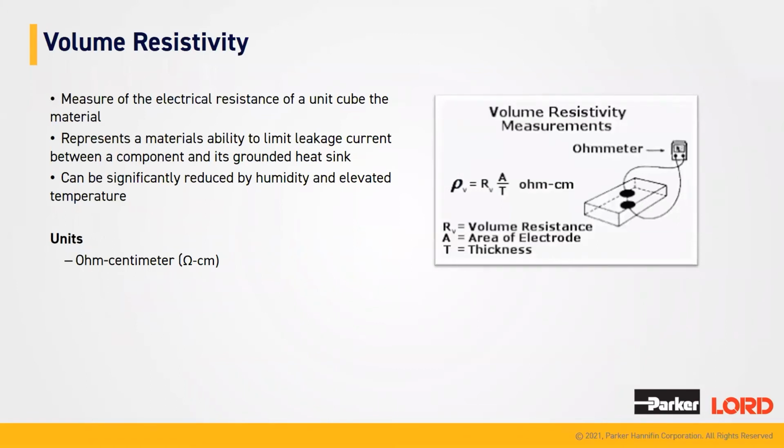So the first one is the volume resistivity, which is a measurement of the electrical resistance of a unit cube of a material. So it represents a material's ability to limit leakage current between a component and its grounded heat sink. So you definitely don't want that. And again, volume resistivity is oftentimes one of those properties that can be overlooked, but is definitely imperative when evaluating, selecting, and using a thermal management material. It can be significantly reduced by humidity and elevated temperature, and it's evaluated with the units of ohm centimeters.